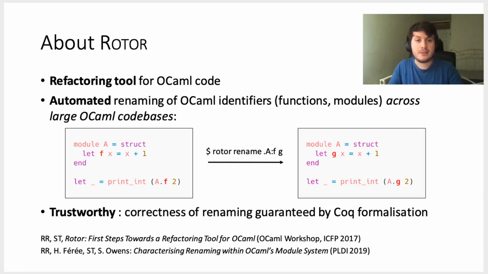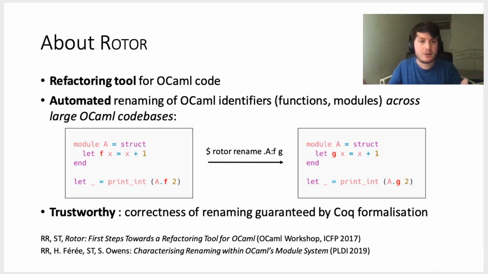So our work is built on top of Rotor, which is an automated refactoring tool for OCaml. Some of you might already be familiar with this tool as it has been previously presented in the 2017 OCaml Workshop. It is a command line tool which is able to automatically rename OCaml identifiers such as function names or module names across entire OCaml codebases. For example, using the rotor rename command followed by the path of the identifier to rename and its new name, the code shown on the left is transformed so that the f function in module A is renamed to g, as it can be seen on the right.